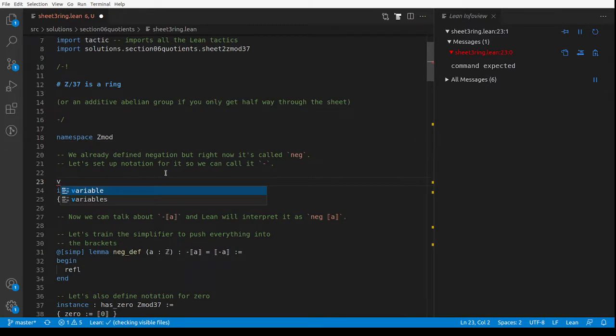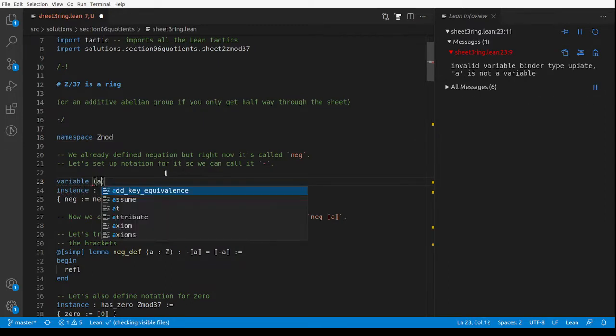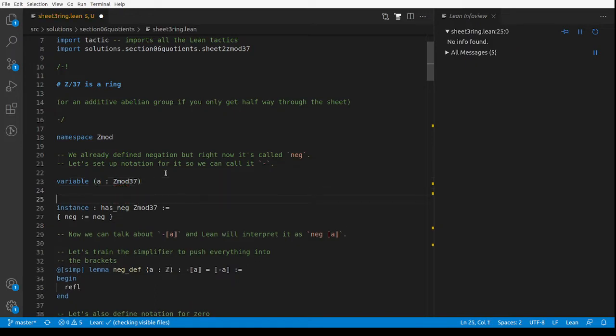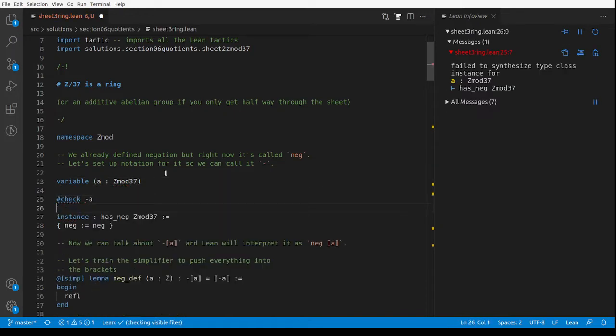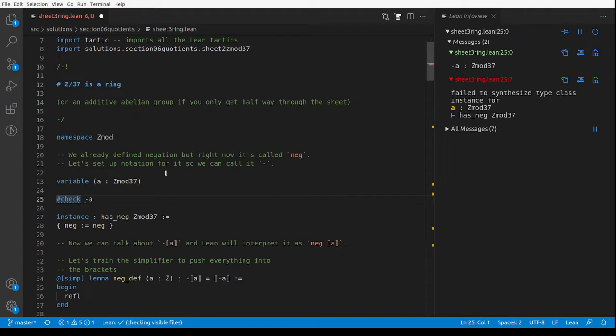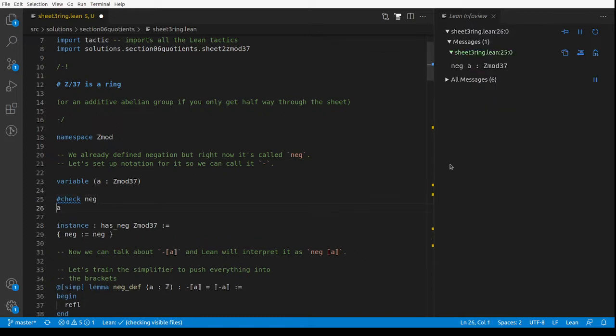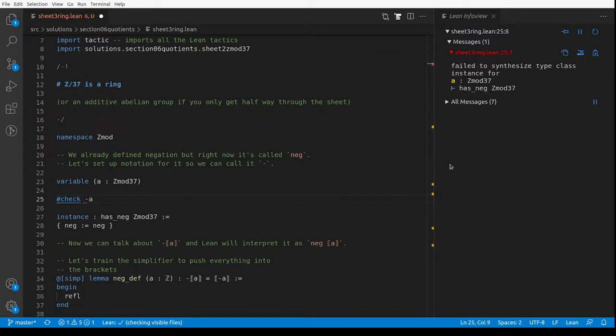Like if I do variable a in Z mod 37 there, and then I do check minus a, Lean is like, I don't know what that means. Right? Lean says, what's this weird minus sign in front of the a? I don't know what that notation means. So we could do neg a. That works fine, right? Neg a is just still an element of Z mod 37. But the notation for negative is not there yet.